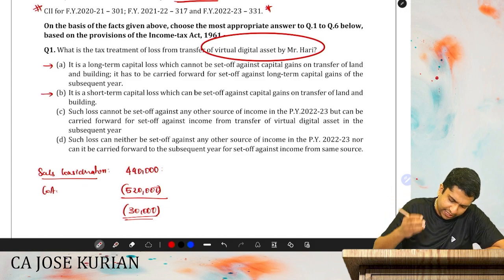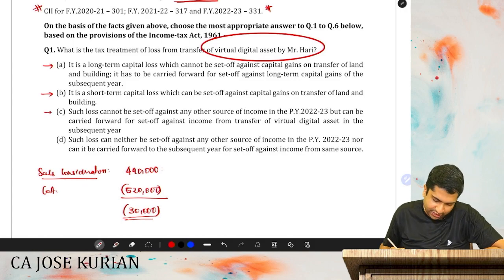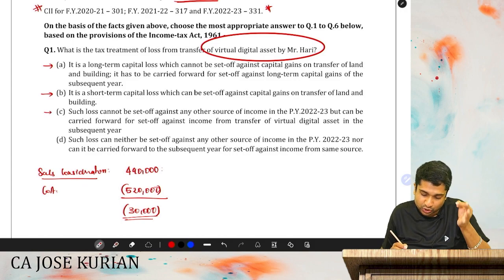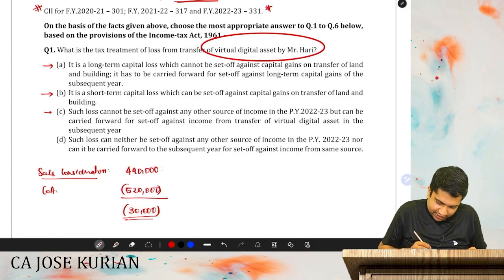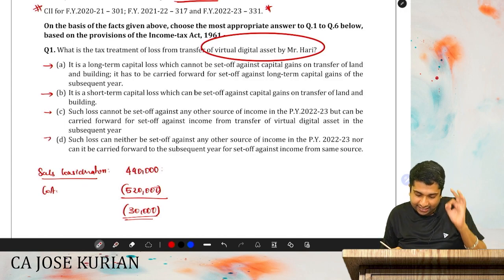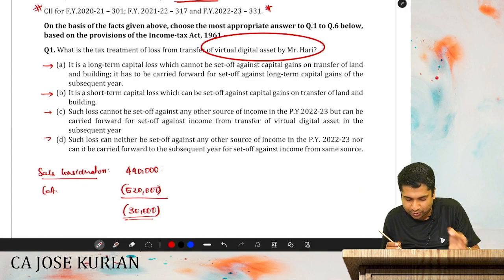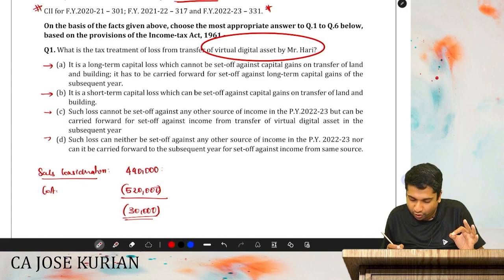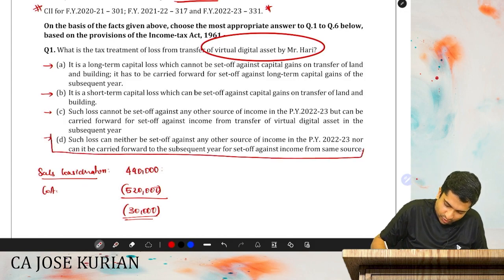Option 2: it is a short-term capital loss which can be set off against capital gains on transfer of land and building. Third: such loss cannot be set off against any other source of income in the previous year 22-23, but can be carried forward for set off against income from transfer of virtual digital assets in the subsequent year. And the final alternative: such loss can neither be set off against any other income of the previous year 22-23 nor be carried forward to the subsequent year for set off of income from the same source. The answer is D. Hope you remember.